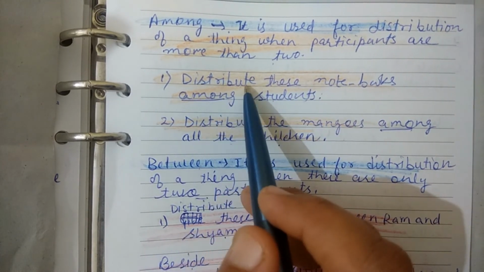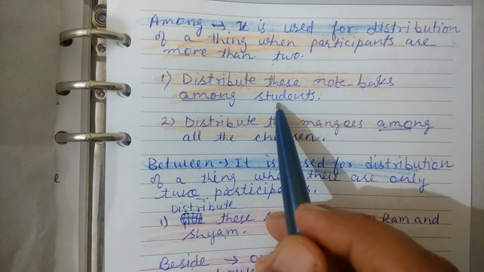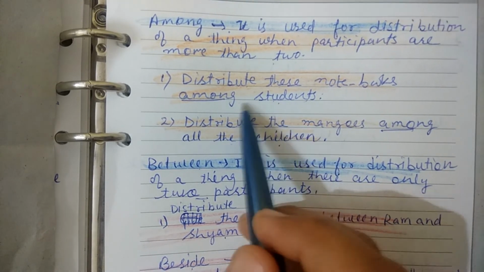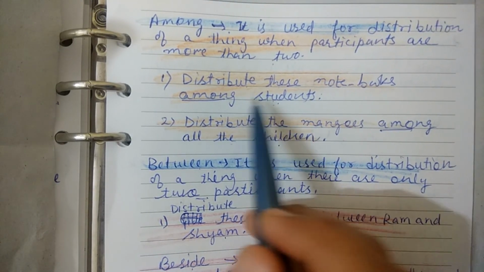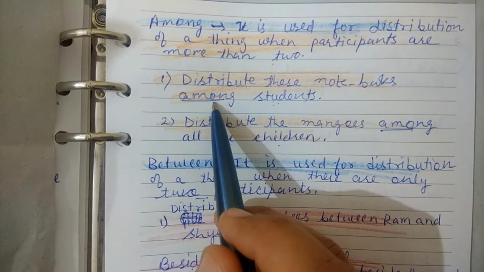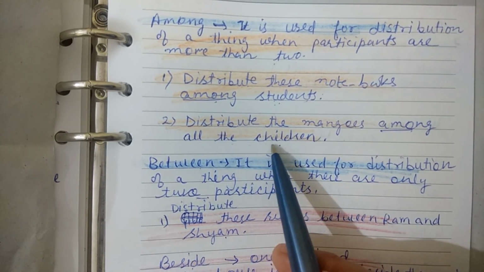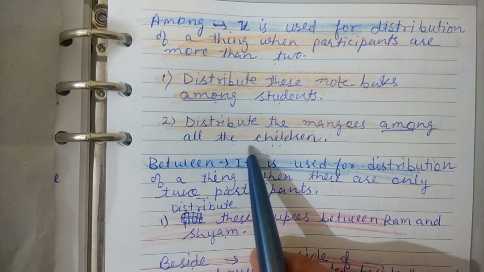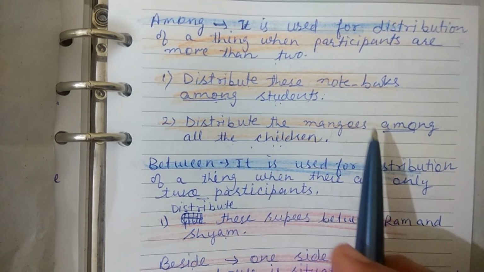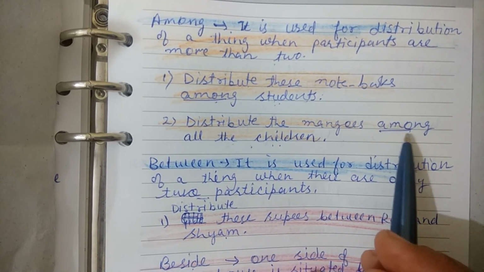First example is distribute these notebooks among students. Of course, there are so many students. So, preposition among is used here. Distribute the mangoes among all the children. Definitely children are more than 2. So preposition among is used here also.